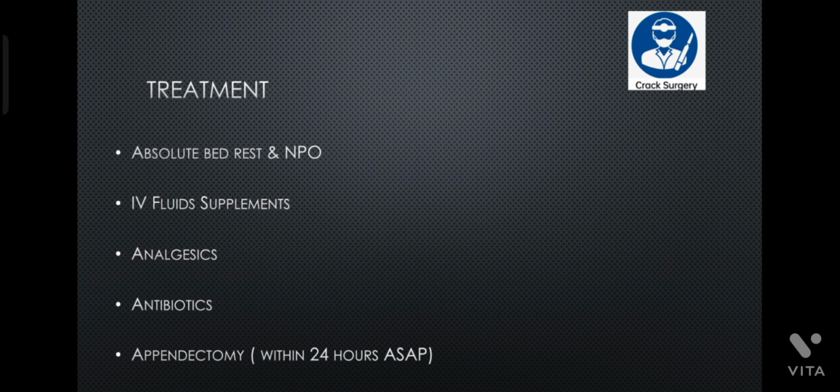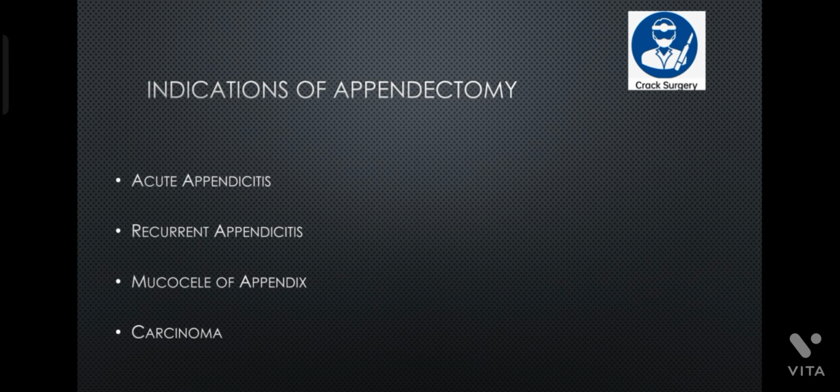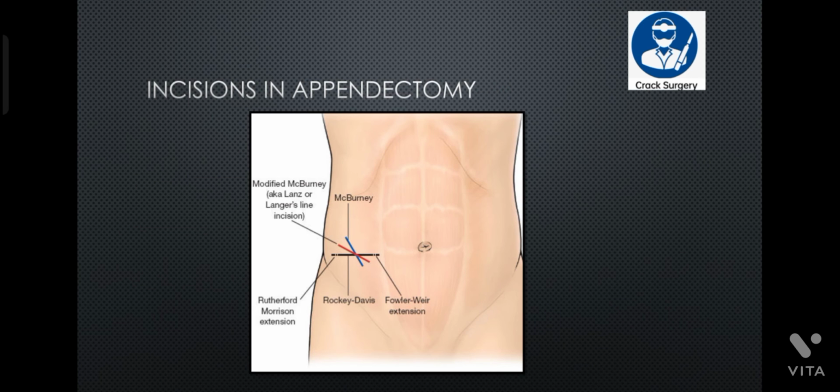This is the incision of appendectomy. Most common incision is McBurney's incision, which is parallel to the spinoumbilical line at McBurney's point, which is 2/3 from medial and 1/3 from lateral. Second is the Lanz incision, which is also known as the crease incision, just oblique to it, and one horizontal incision known as Rockey-Davis incision. We can extend to the medial side, known as Fowler-Weir extension, and to the lateral side, known as Rutherford-Morison extension.